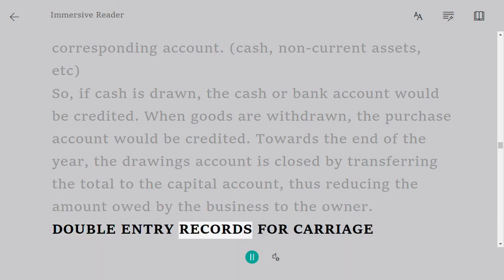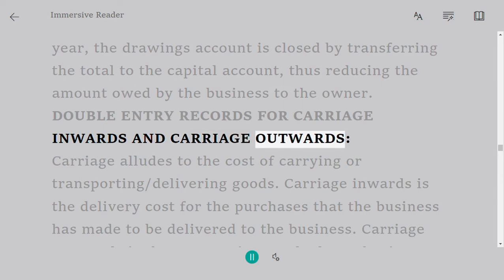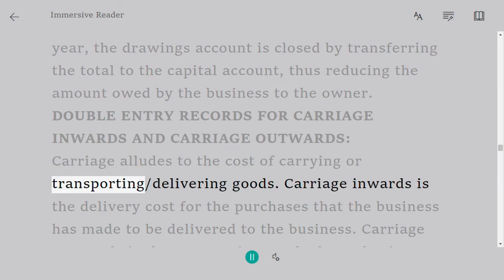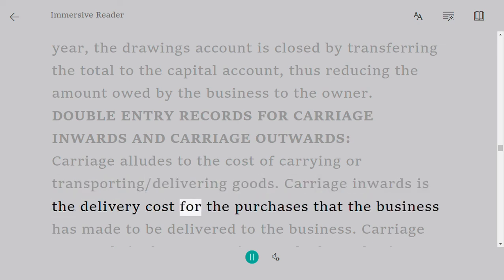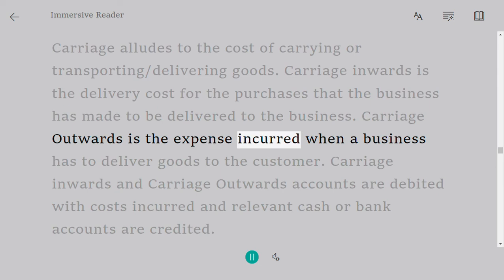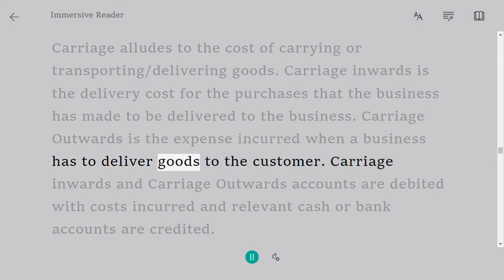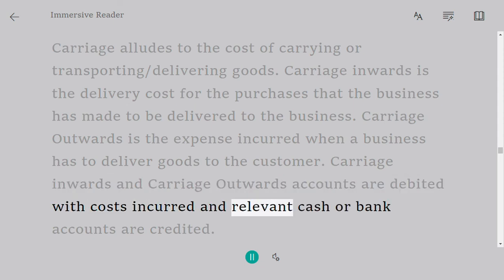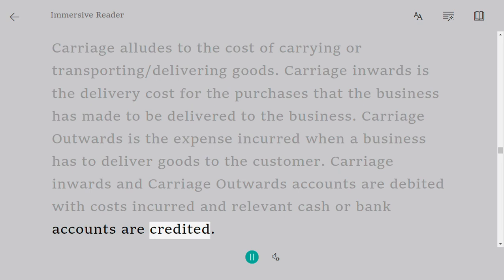Double entry records for carriage inwards and carriage outwards. Carriage alludes to the cost of carrying or transporting/delivering goods. Carriage inwards is the delivery cost of the purchases that the business has made to be delivered to the business. Carriage outwards is the expense incurred when a business has to deliver goods to the customer. Carriage inwards and carriage outwards accounts are debited with costs incurred, and relevant cash or bank accounts are credited.